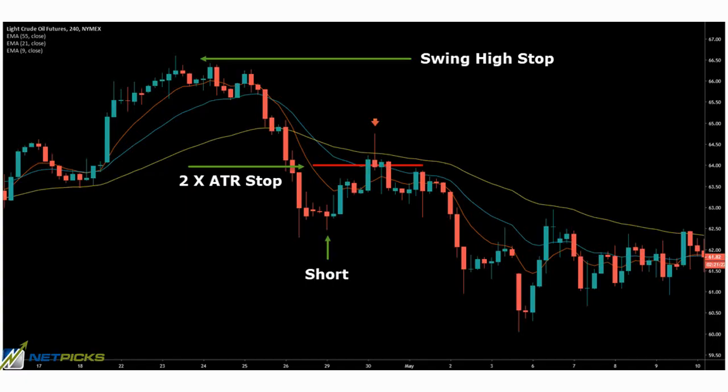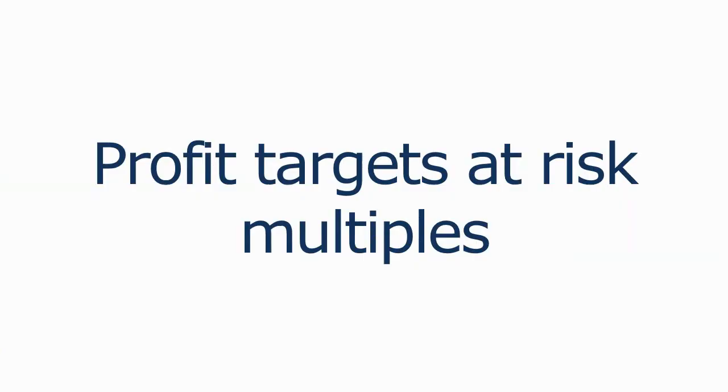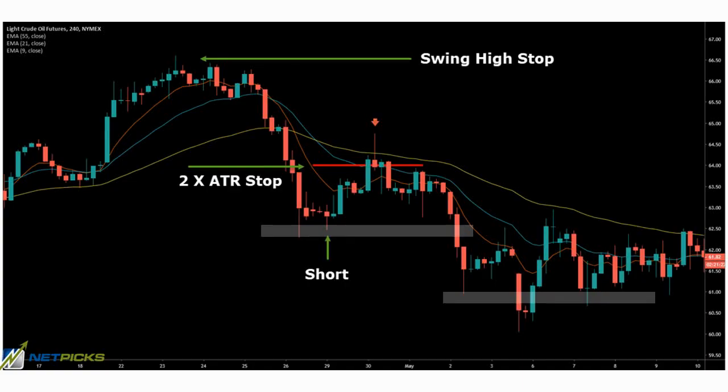Here we have the cross to the downside on crude oil futures, and the candlestick we would have shorted is marked. You set the stop to 2 times the ATR or choose the swing high. So in this case, we get stopped out. But if we didn't, as an example, we could just trail the 55 EMA or trail the 21 EMA or set profit targets based on risk multiples. You could also aim for previous swing low zones for a take profit area.